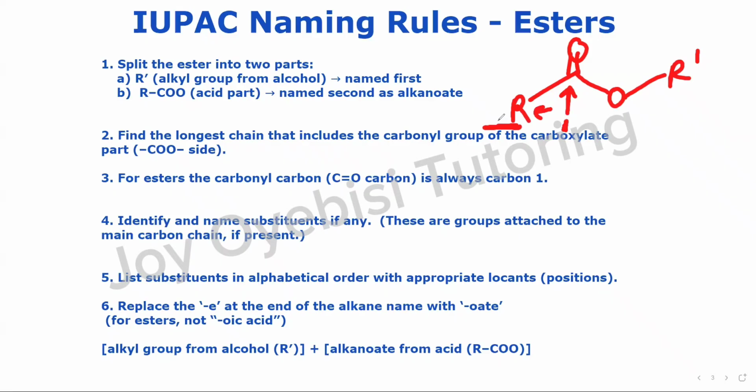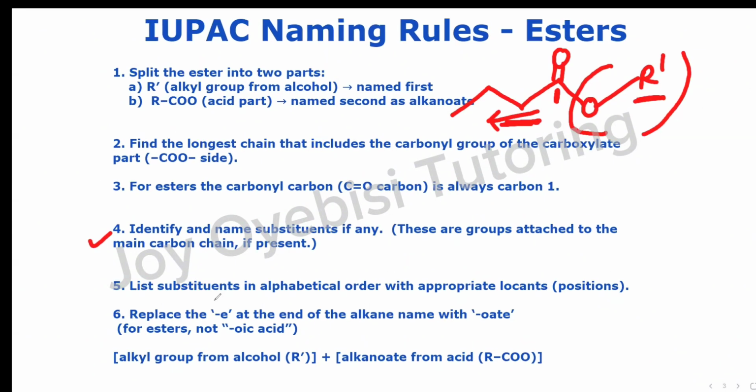And then when you name the parent chain, which is this part, remember I said that you're going to name this first. So we use alkyl groups when naming those. And then at the end, replace the E at the end of the alkane name with OATE. That is the suffix for esters. The name is going to look like this: the alkyl group from the R', plus the alkanoate, that is from this acid side, the carboxylic acid side. And that is how you end up naming esters.